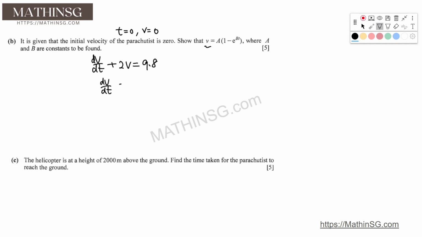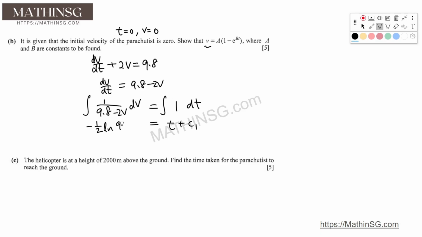So what I'll do first is bring my 2v over. Then I'll use the variable separable method. I will put everything with v to the side of dv, and everything with t, which is basically just a constant because there are no terms in t, beside dt. Integrating this side gives me t plus c1. Integrating here gives me minus half ln of the modulus of 9.8 minus 2v.